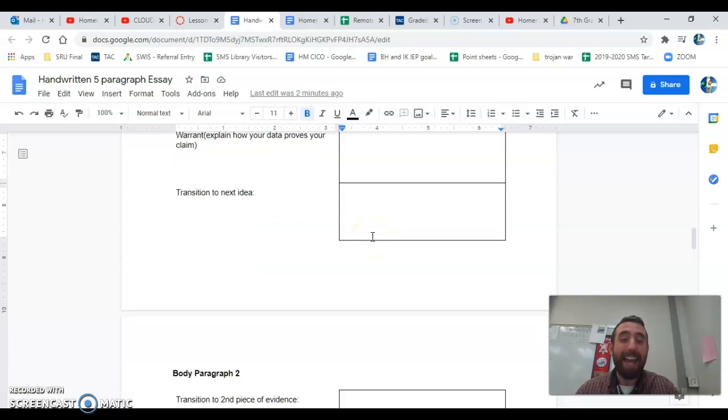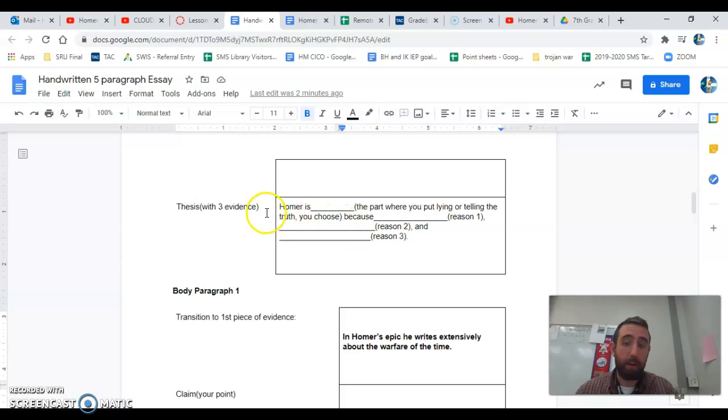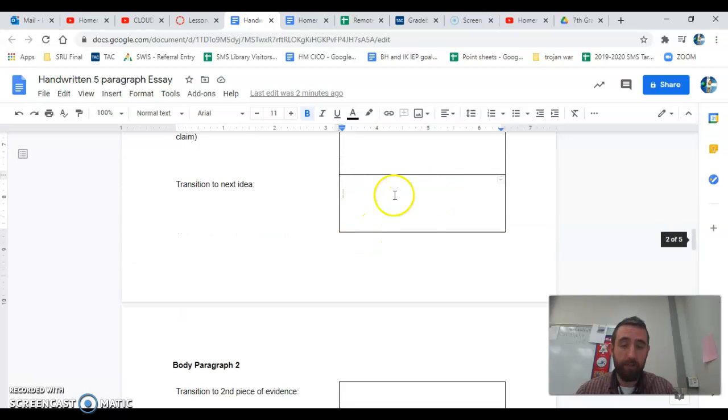All right, and then we got to transition to our new idea. Now our next idea is going to be for body paragraph number 2. It's going to be reason number 2 for my thesis. So we need to transition over to that. So find how these are related.